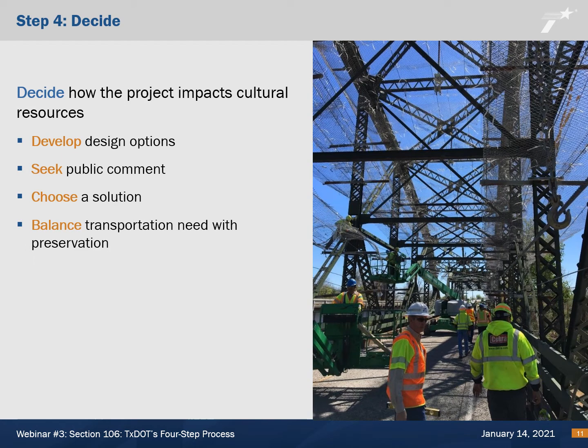The last step is often the hardest. We've identified cultural resources in the APE that qualify for the National Register, but now we need to figure out how the proposed project may impact them and what to do about it. To make the right decision, TxDOT develops different design options. We seek public comment on these designs so that we can pick a solution that balances our transportation needs with historic preservation.